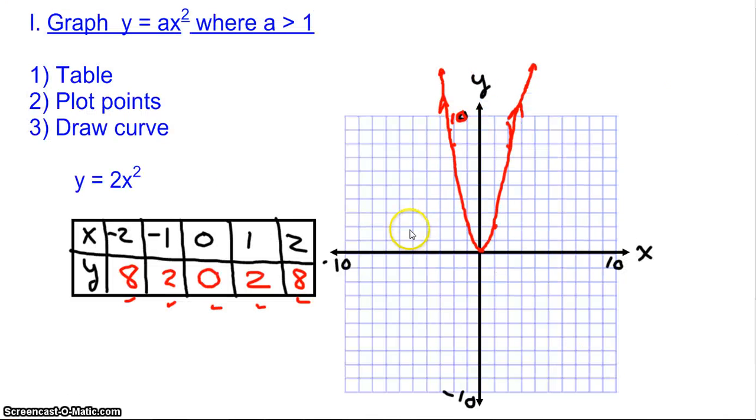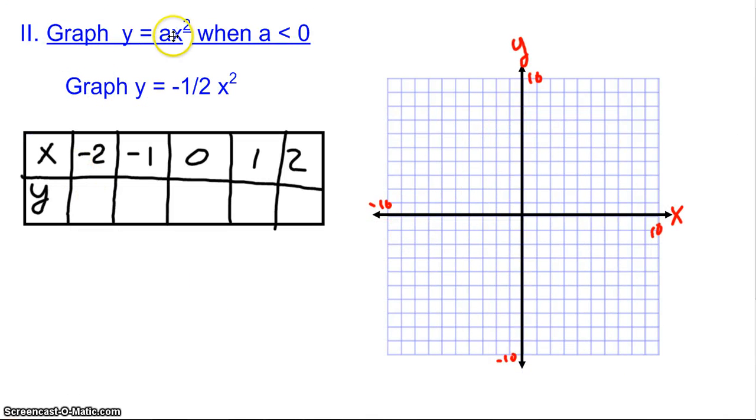Let's go try it again. Let's try graphing when the a value is less than 0, which means the a value is negative. So look here, we have a negative 1/2 in front of x squared. What will that do to the graph? Go ahead and pause, see what you can find out, come back and check.